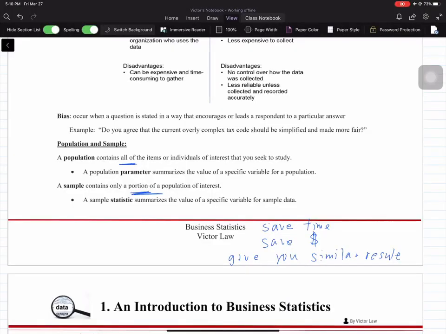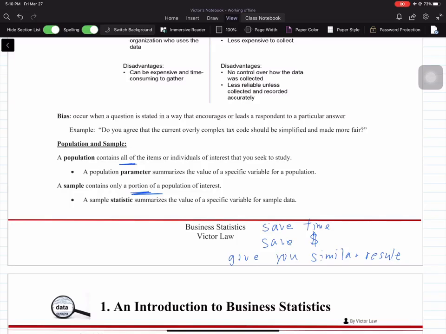Once we know why we're studying statistics, then we need to know the difference between population and sample. Population is everyone of interest. Sample is only a portion of the population. So for example, if the population is all the students at the school, say the 5,000 students in the school, a sample will be 100 students randomly selected.